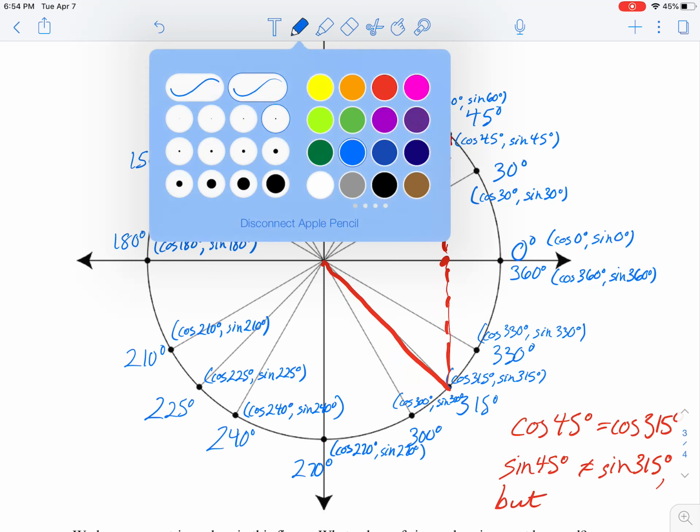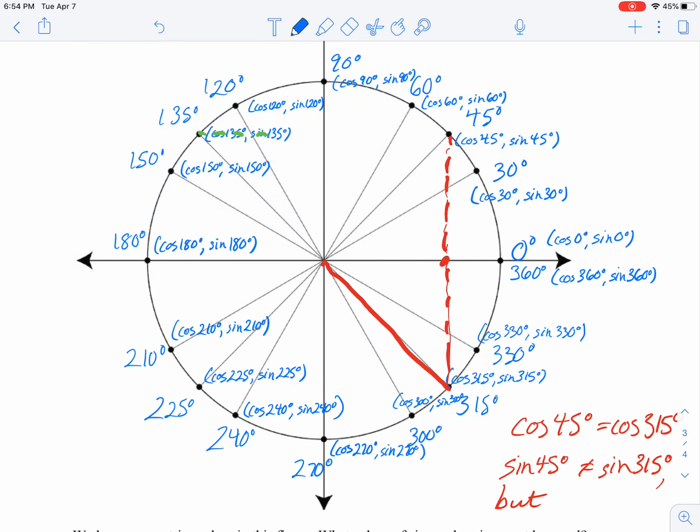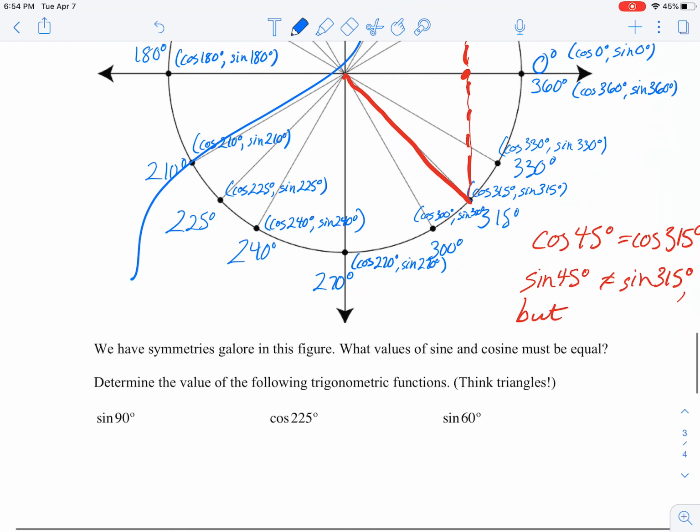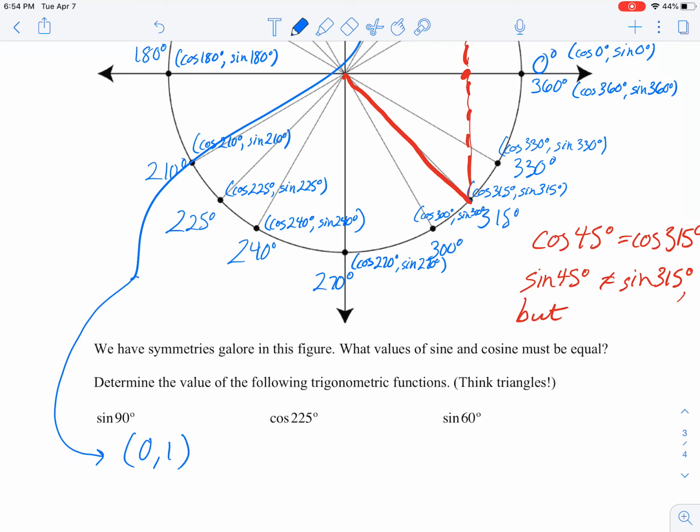Just by common sense, we know that at 90 degrees, we've got the cosine of 90 and the sine of 90 as the ordered pair. The x is 0 right there, and y is 1. So what that means is that the sine of 90, because it's the ordered pair 0, 1, sine of 90 degrees must be equal to 1.